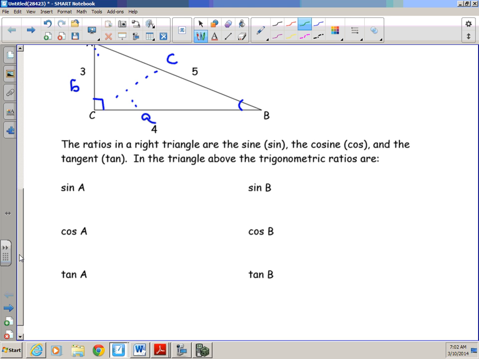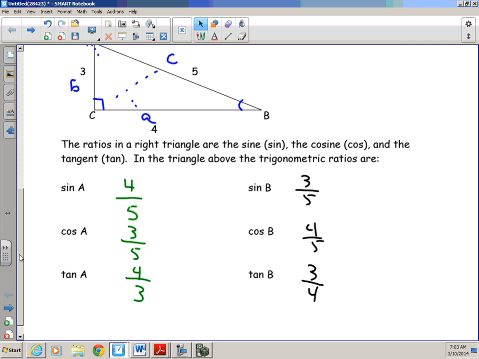Taking a look at the triangle up here above, the ratios in the right triangle are sine, cosine, and tangent. You see them on your sheet. The sine of A, since I'm at angle A, is the ratio of the opposite side, which measures 4, to the hypotenuse, which measures 5. Cosine of A is adjacent to hypotenuse, and then tangent is opposite to adjacent. And then on the flip side, I'm going to have to move a little quick because my battery is dying. Sine of B, cosine of B, and tangent of B.